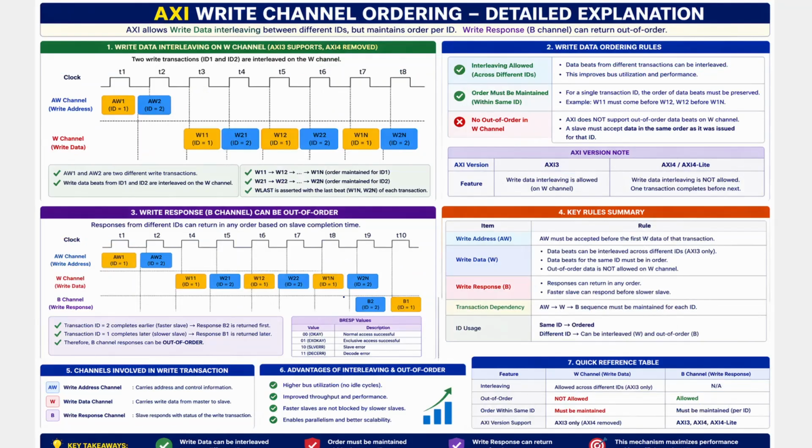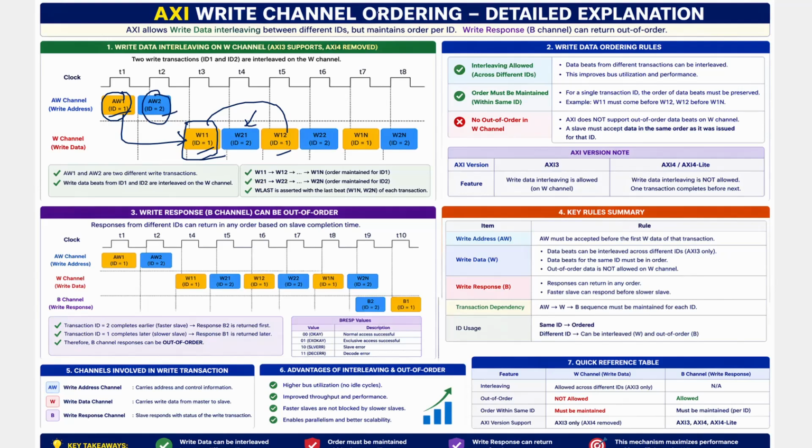Write channel ordering rules. How do we send them? See, based on interleaving, AW1 is the write address channel 1 and AW2 is the write address channel 2, with ID1 and ID2. Based on that, write interleaving is happening. So W11 of ID1 happens, and before completing ID1, ID2 enters in between ID1. That is the write interleaving.